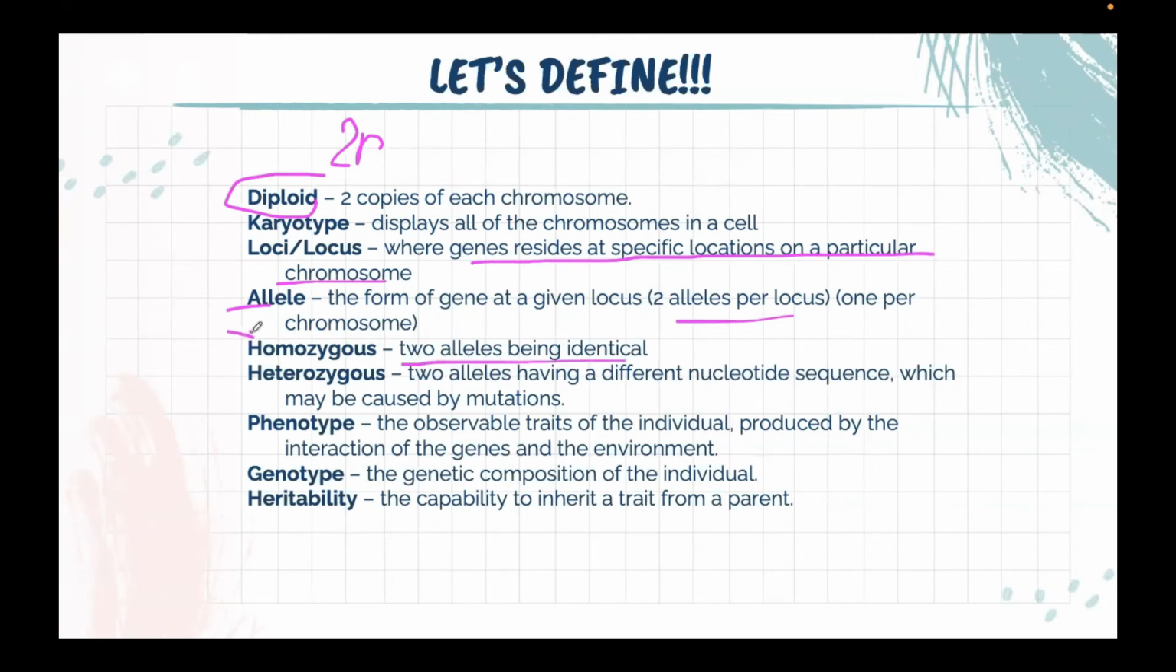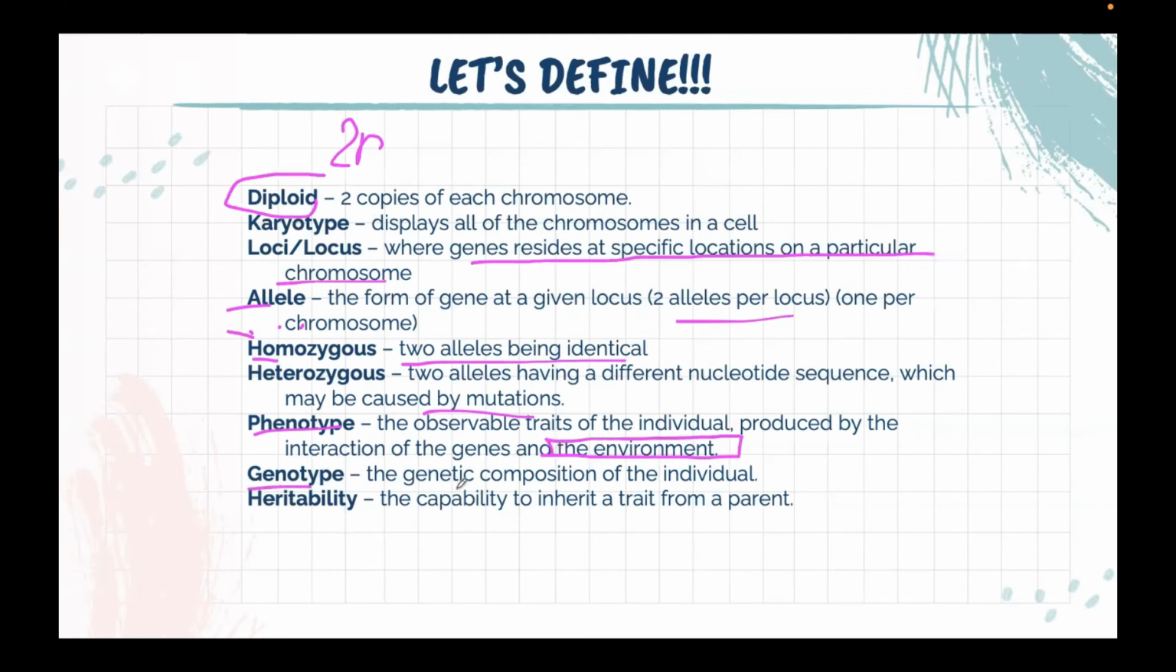Kaya, di ba, homo, parang same. Next, your heterozygous, parang mixture siya, di ba, hetero. It is when the 2 alleles have a different nucleotide sequence which may be caused by mutations. You have your phenotype, the observable traits of the individual produced by the interaction of the genes and the environment. Meron ng factor involved which is the environment. Yun yung difference nila kay genotype.